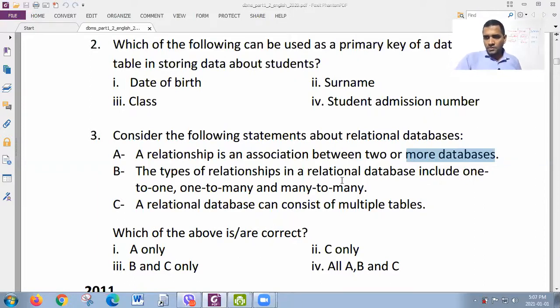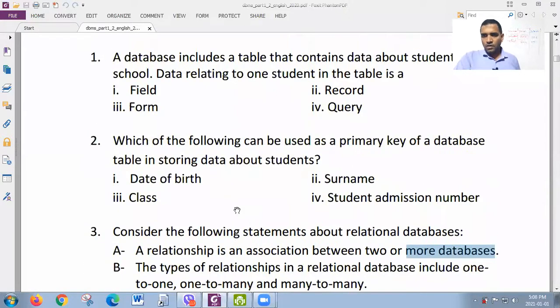The types of relationships in a relational database include one-to-one, one-to-many, many-to-many. That is correct. You have only three types of relationships: one to one, one to many, many to many. C, a relational database can consist of multiple tables, yes, right? So you know that connection, right? A collection of fields is a record. A collection of records is a table. A collection of tables is a database. You can even say relational database, okay? So C also, right? B and C. Third answer, B and C.